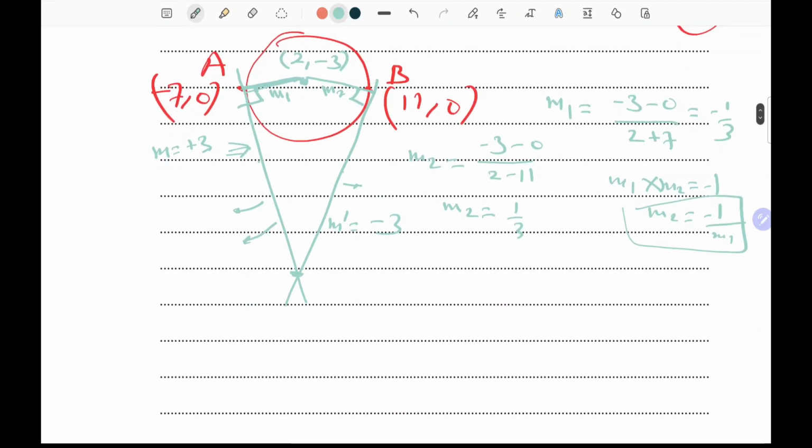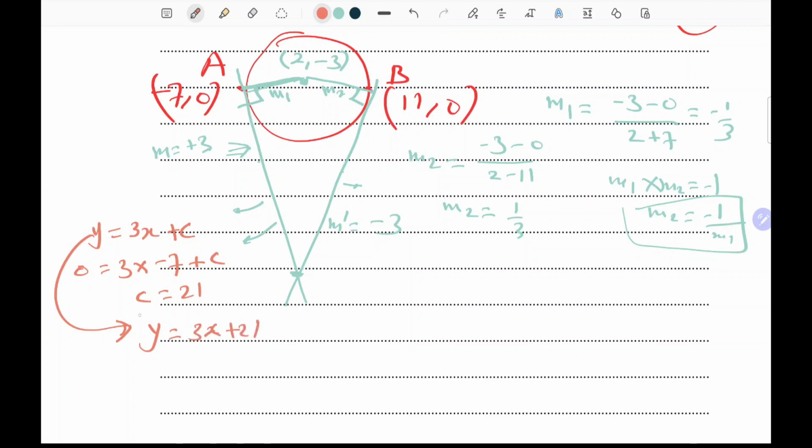Okay, now we have to find the equation of the tangent, which is y equals mx plus c, and we have to find c, so just put minus 7 comma 0 in that. y is 0 and 3 times x is minus 7 plus c, so c will be 21. So guys, y equals 3x plus 21. This is the equation of this tangent.